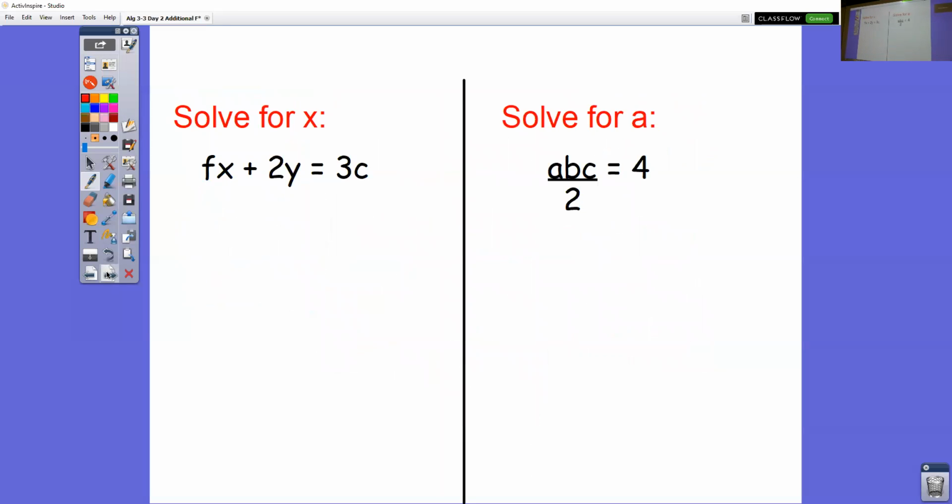Go ahead and try this next one on your own. Solve for x, please.